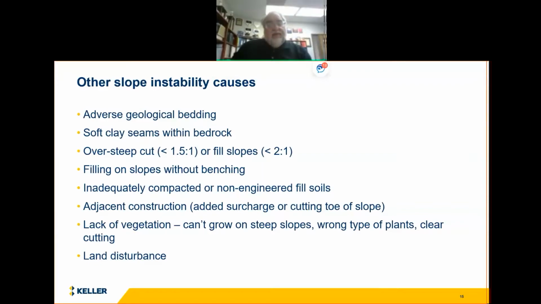So if you have a lack of vegetation, either on a newly constructed slope that's so steep that you can't grow on it, you've got the wrong type of plants, sometimes clear cutting is involved. We did a large landslide project in Maryland one time when someone wanted a better view of the Chesapeake Bay. They cut down all of the trees so from their building they could see the bay, but unfortunately by taking out all those trees they caused a huge landslide. But any kind of land disturbance is going to let the water get in there and cause a problem.